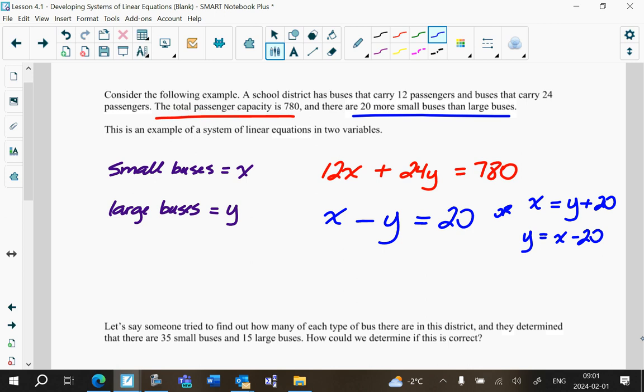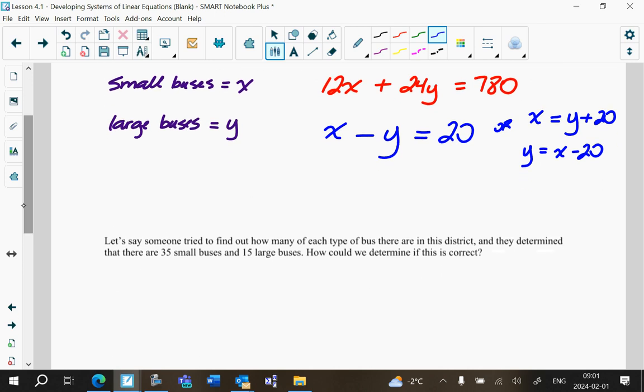Okay, so let's say I told you that there are 35 small and 15 large. How can we determine if this is correct? We've got to plug it into these. So we're verifying it.